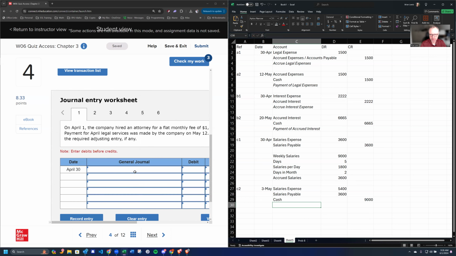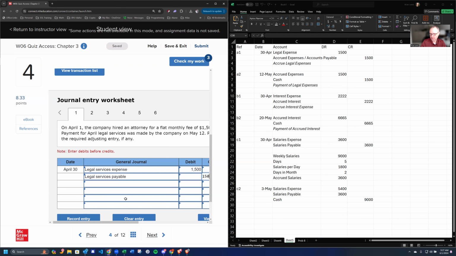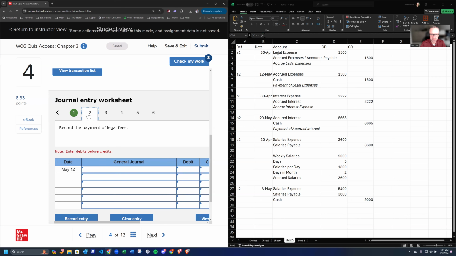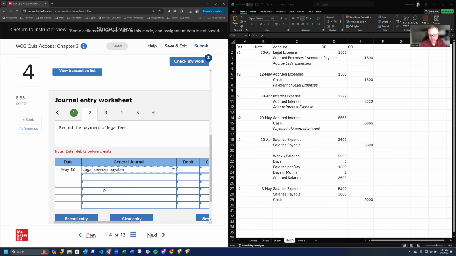Okay, so on this first one, flat fee, let's see if they have legal expense. Legal services expense. Okay, there we go. Now we know what they're going to do. 1,500, and this is legal services payable for 1,500. Okay, that's the first one. Then on May 12th, this was legal services payable for 1,500, and then cash for 1,500. Okay, that's the first set of transactions.